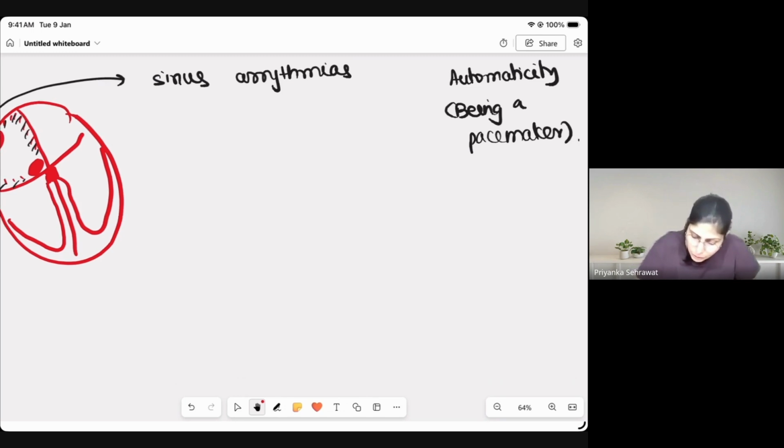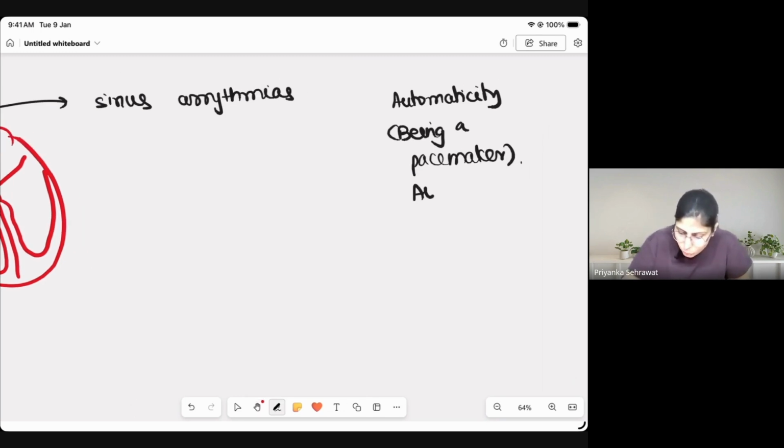Okay. So automaticity, if AV node starts firing on its own, for example, if SA node and AV node, the conduction between the two gets blocked and AV node starts firing on its own, this is an abnormal pacemaker. Or if AV node is blocked by adenosine or by calcium channel blockers high doses, what happens?